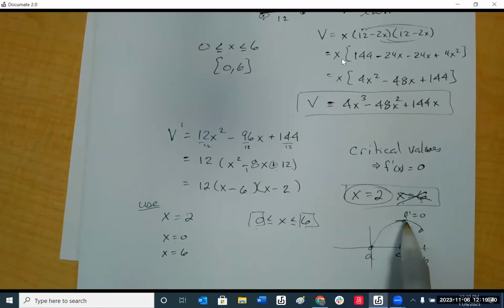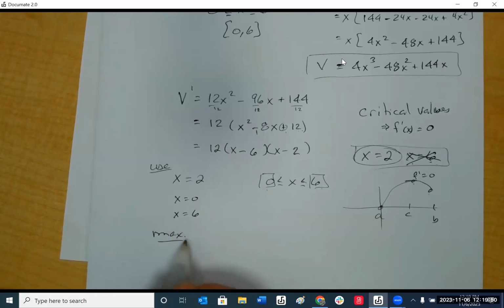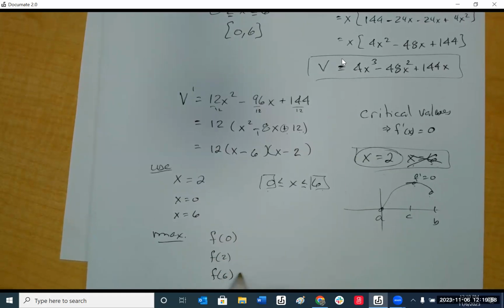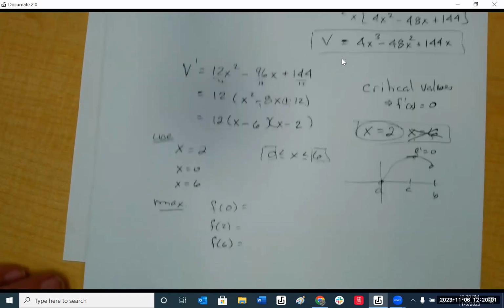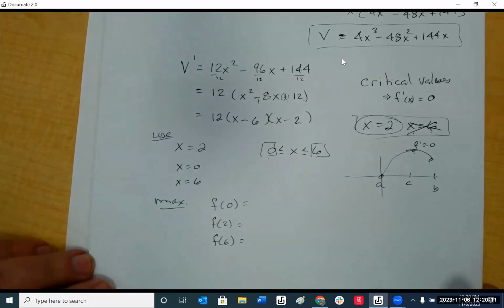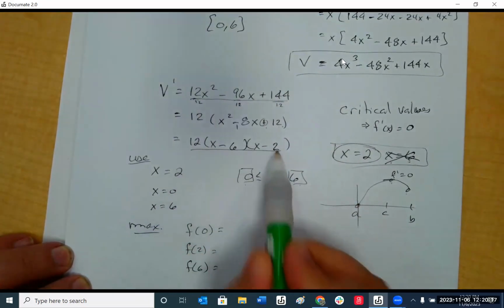So now we found this. Is this the absolute maxima? Well, we also have to test it against the other two. That's what we're looking for. Since we're looking for the maxima, we try all of these points. And here's the function we're going to be using. It's easier if we use the factored form.